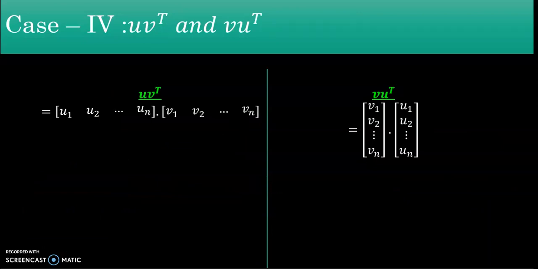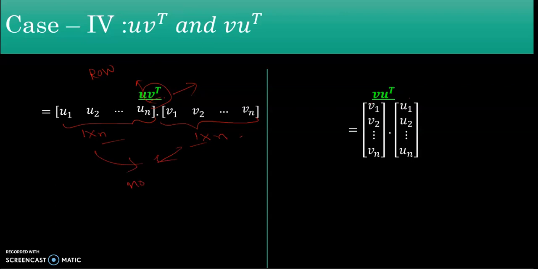Last case, u times v transpose and v times u transpose. u is our row vector, with the size of 1 cross n. v transpose is a column vector made into a row vector of size 1 cross n. Similarly, the multiplication rule is not satisfied, so multiplication is not possible, and the output result does not exist for this case.